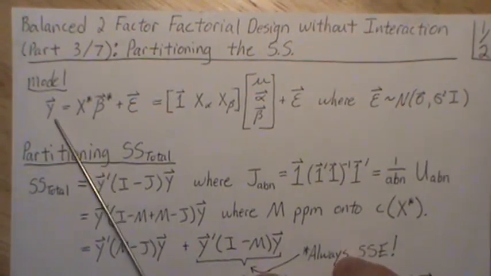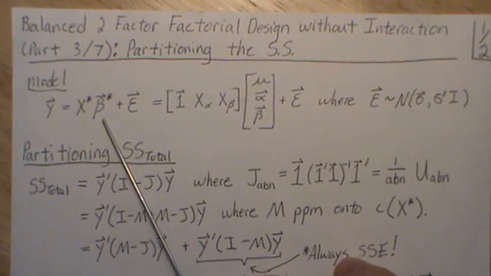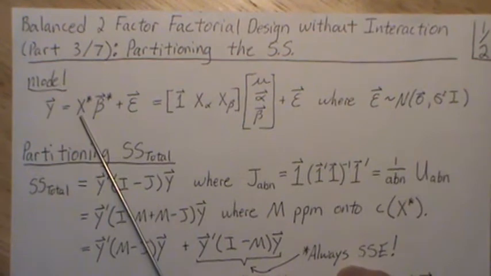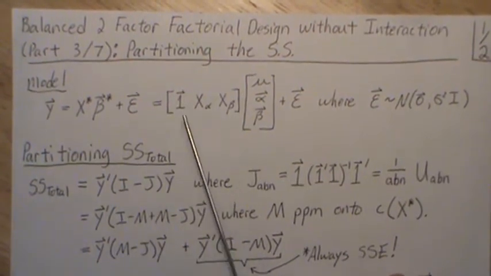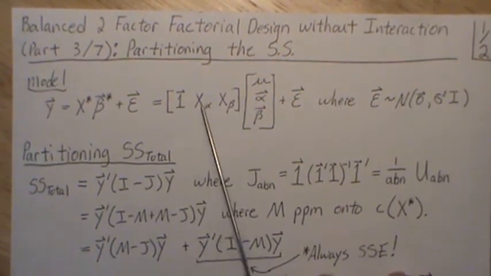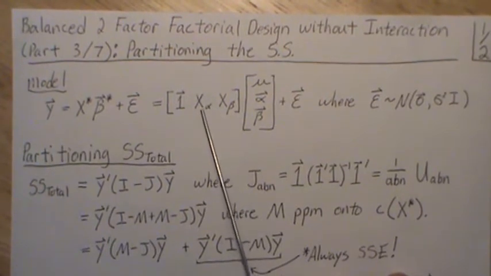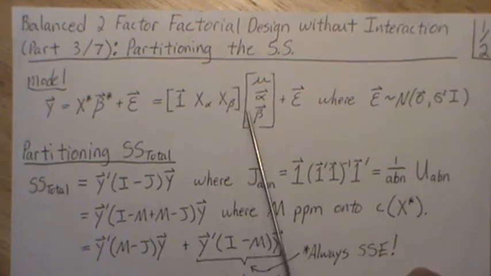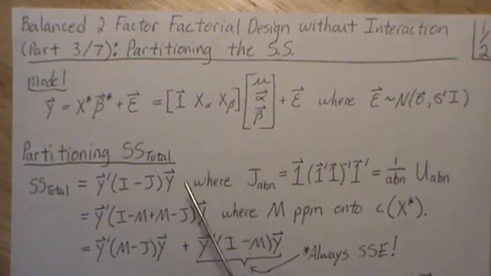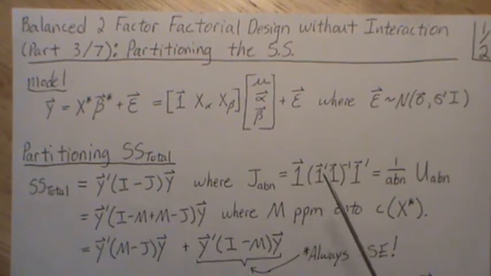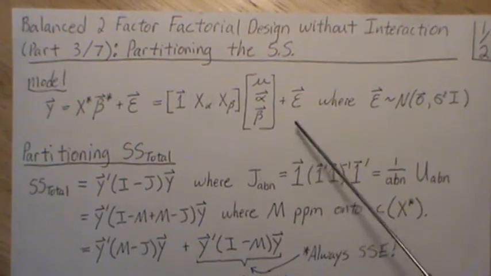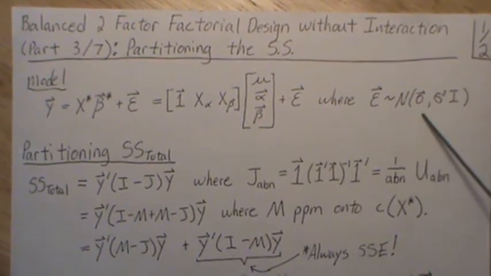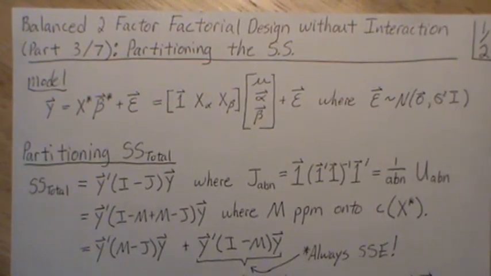Now, as a reminder, the model is y equals x beta plus epsilon, so it is a linear model. Then the design matrix can be partitioned into two parts, x alpha, which deals with factor A, and x beta, which deals with factor B. And then these are the parameters associated with it. I'm going to point you back to parts 1 and 2 of this mini-series for more detail. Epsilon, of course, is normally distributed, mean vector 0, covariance matrix sigma squared I.